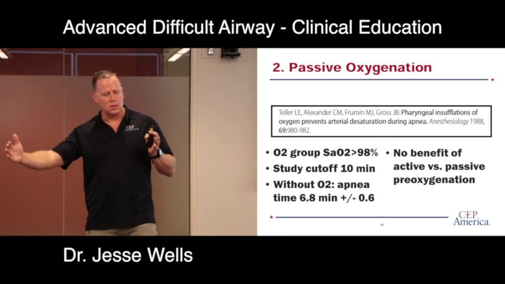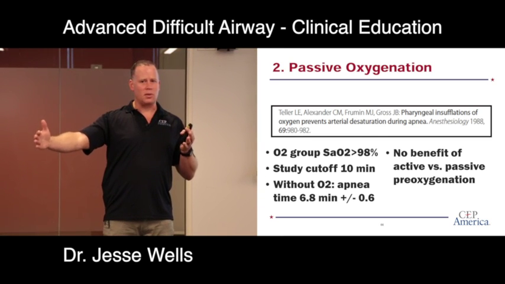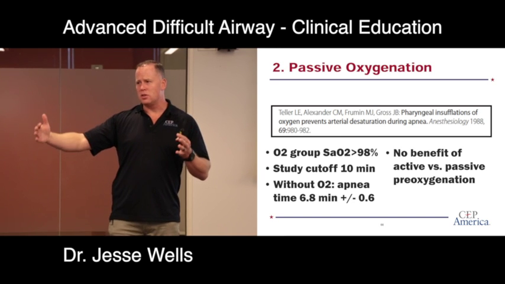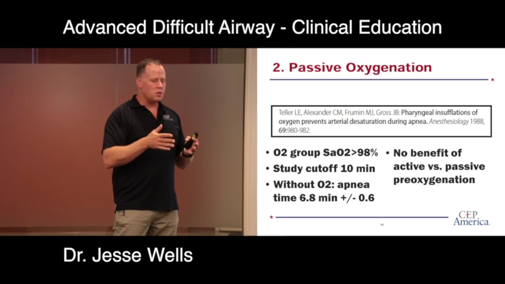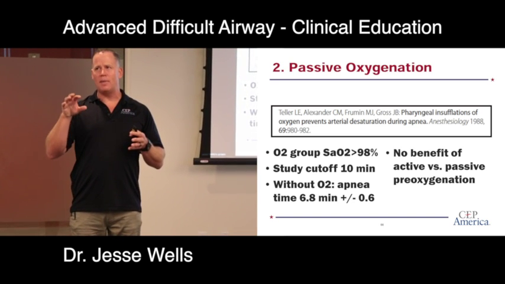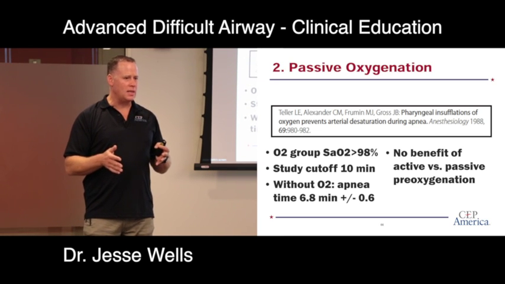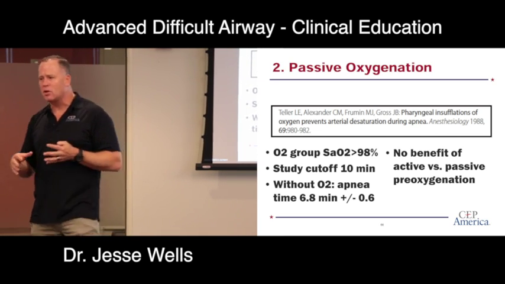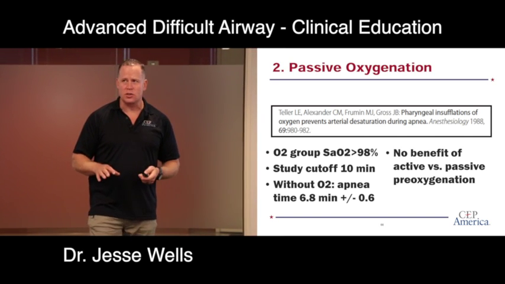Basically what they showed is that none of the patients getting 3 liters per minute went below 98% at 10 minutes, where they cut it off, with just a nasal cannula. That's no ventilations for 10 minutes, and the SATs were still 98% or better. Those subjects that did not have supplemental oxygen only went about 6.8 minutes before their SATs dropped below 98, and that's where they cut it off. So that was kind of a cautious study on the effect of passive oxygenation.